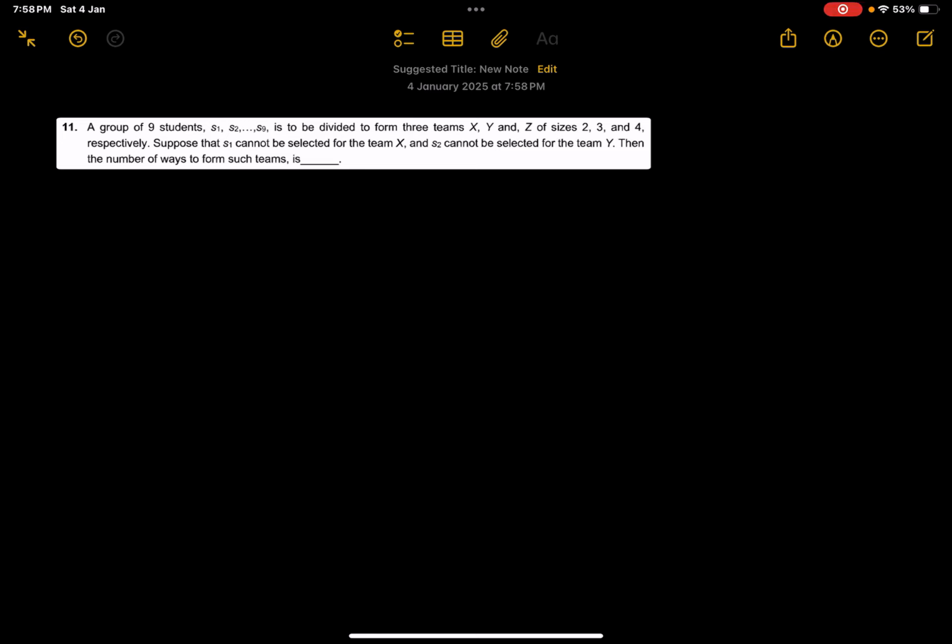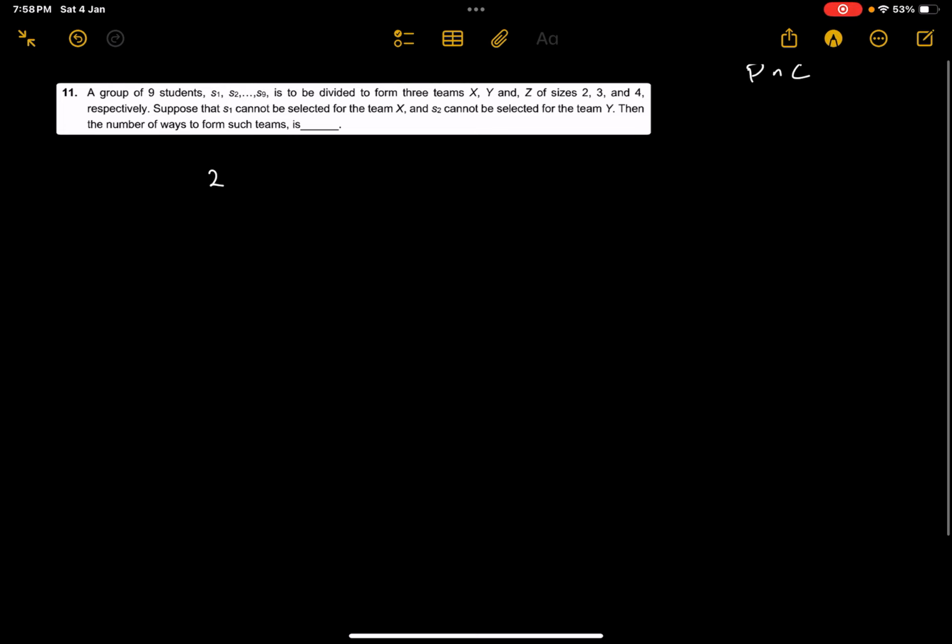So the next question from the integer part is based on permutations and combinations. We have PNC here, and like all the other questions of PNC, the holy grail of solving PNC is based on the constraints: divide into parts, into cases. So we are given that we need to have a team of 2 members, X, a team of 3 members, Y, and a team of 4 members, Z.